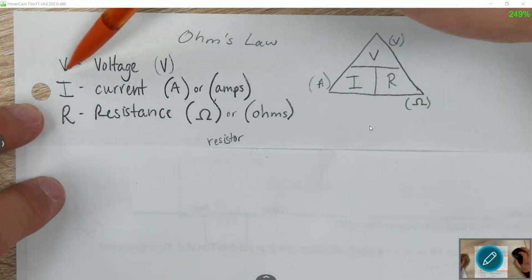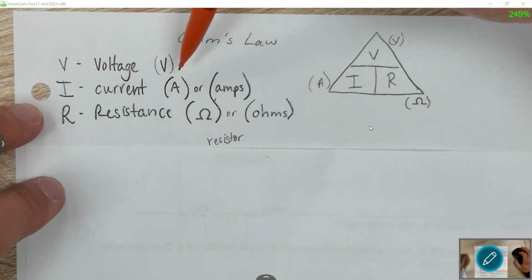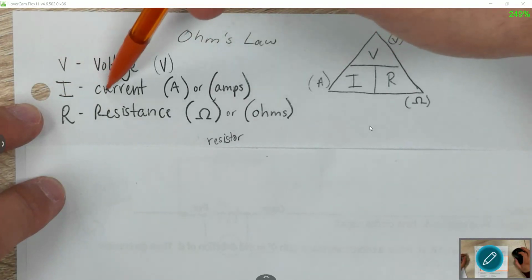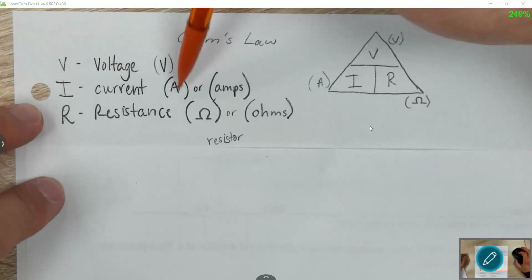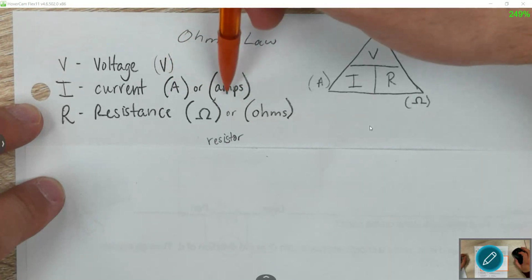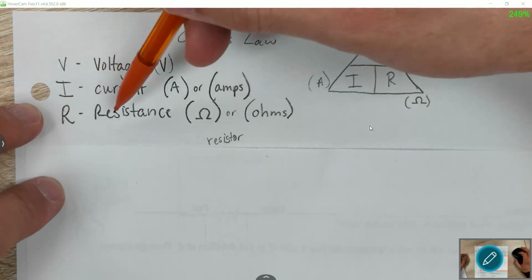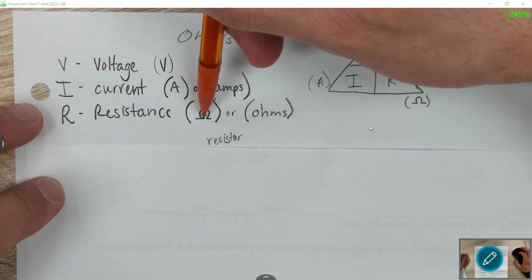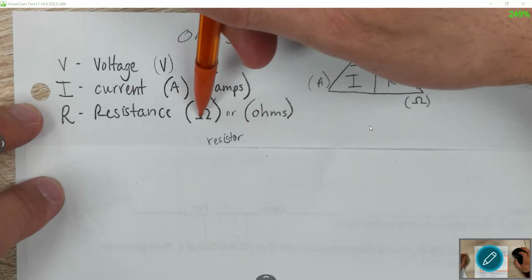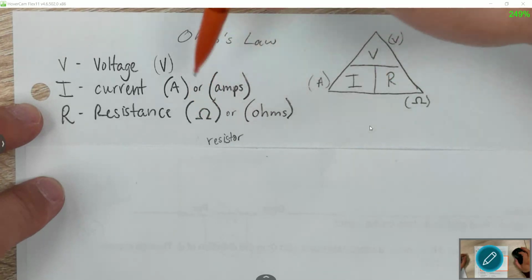Voltage is represented by a capital V. Its unit is the volts, which is a capital V as well. Capital I is for current, measured in capital A, which stands for amps or amperes, or you may see it just written as amps. And capital R is for the resistance, measured in the Greek symbol omega, which is for ohm. It's kind of like an upside down horseshoe looking thing.